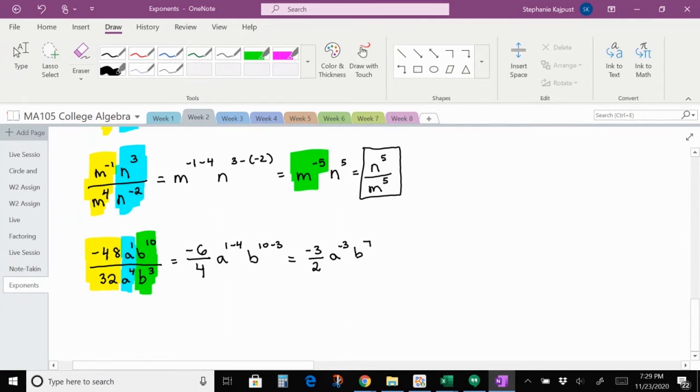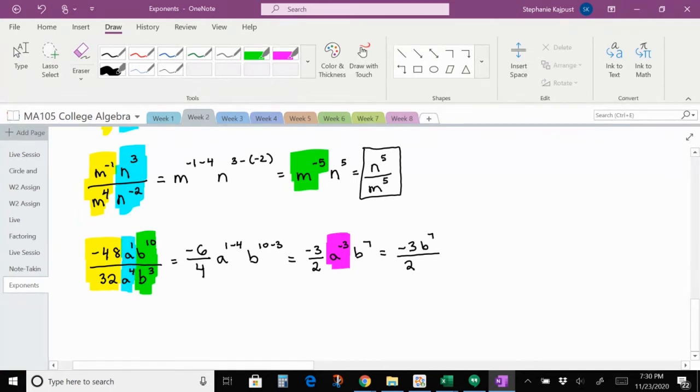Now, when we write our answers here, we don't want to have that negative exponent. So I'm going to have to rewrite this a to the -3. And we also want to try to combine these all in the same fraction. So I'm going to have a -3, and then that b to the 7th, because it has that positive exponent, so it's going to be on the top of our fraction here. And then I have a denominator of 2, and then that a to the -3.